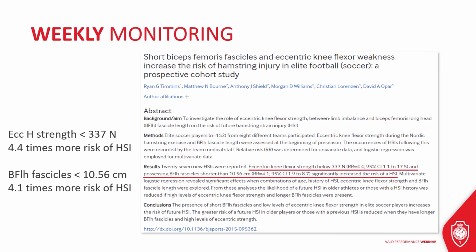For instance, you also see in the Timmins paper, they showed that eccentric hamstring strength lower than 337 Newton had a 4 times more risk for a hamstring strain injury. And the same with the biceps femoris long head fascicle length. If it's smaller than 10.5 centimeters, the risk was 4 times higher.